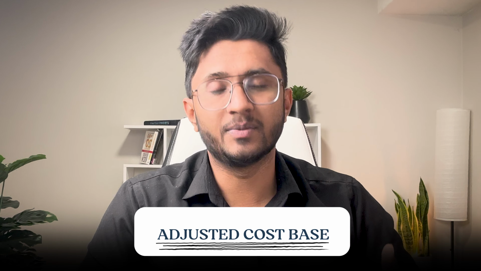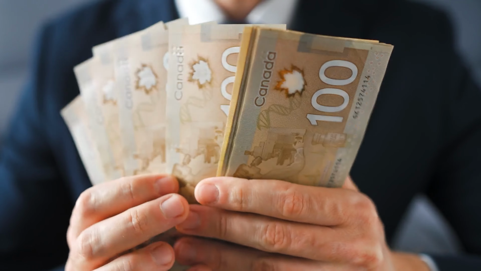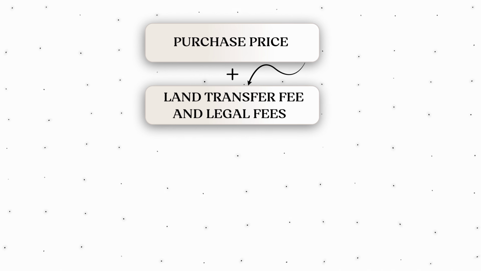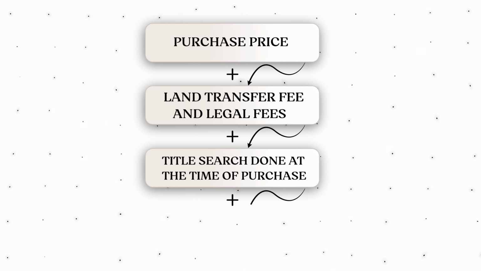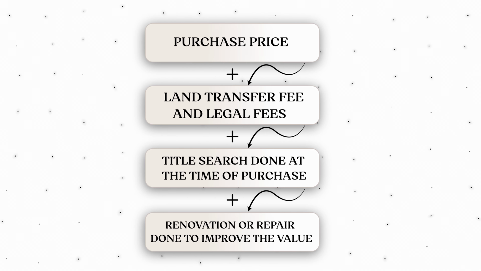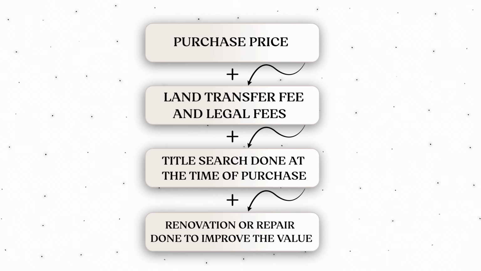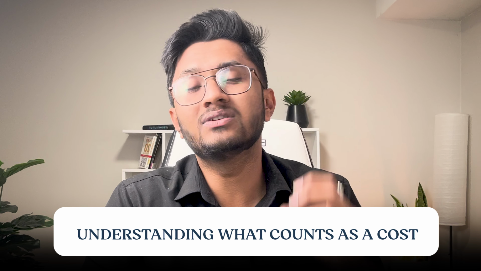And adjusted cost base, this is the real cost of your purchase. So your purchase price plus land transfer fee plus legal fees plus the title search you did at the time of purchase plus any major renovation or repair you did to improve the value. Once you know how CRA calculates your gain, you will realize the magic isn't in avoiding the taxes. Rather, it is in understanding what counts as a cost. Let's see how to turn legally your gain to zero.